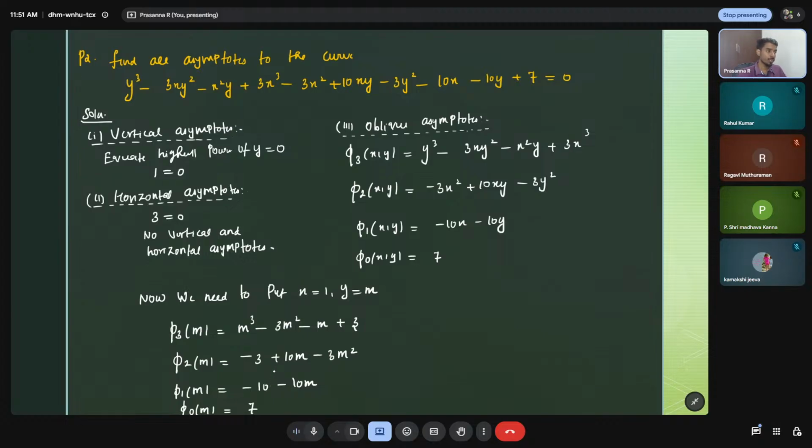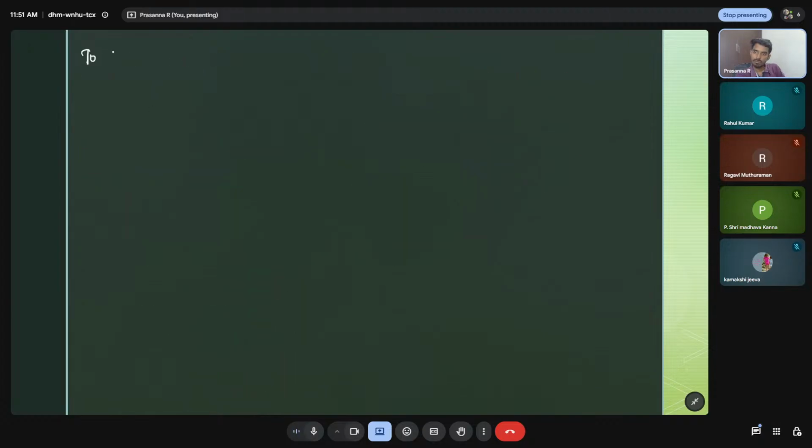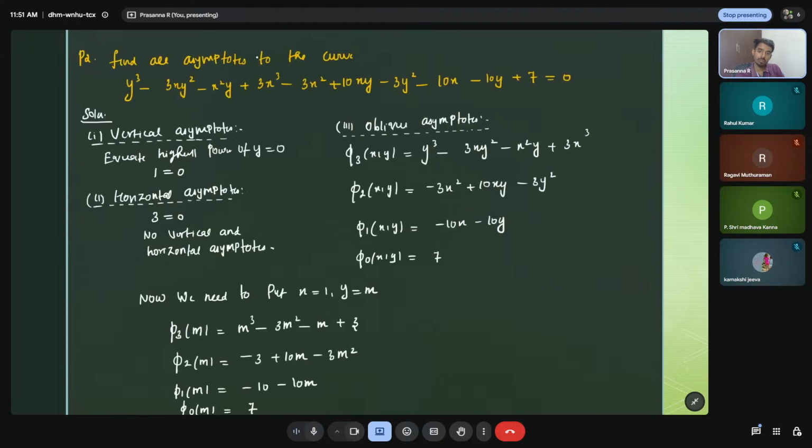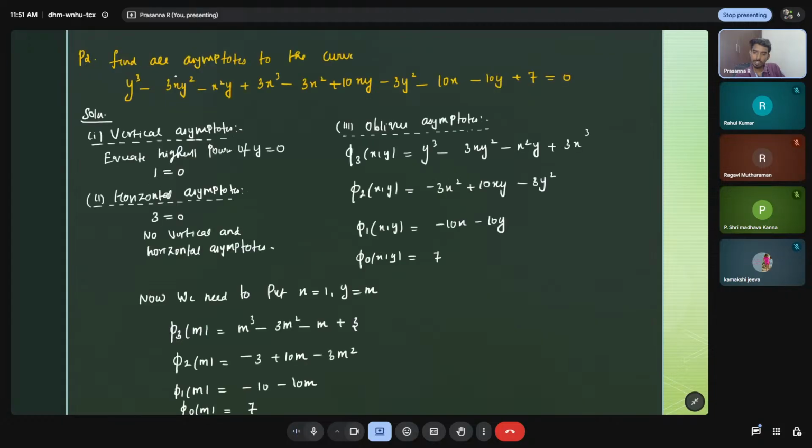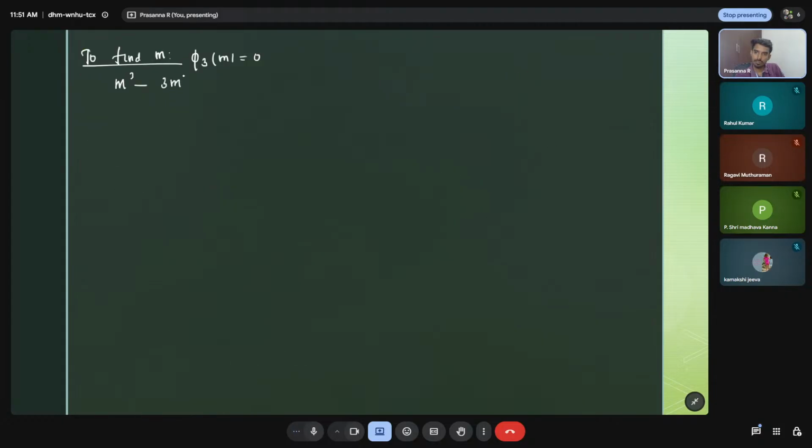Now to find m, we need to equate the highest term, P3 of m, to 0. In that case, you will have 3 values of m, but I don't know whether all are distinct or not. So we need to find the roots of m cube minus 3m square minus m plus 3 is equal to 0.